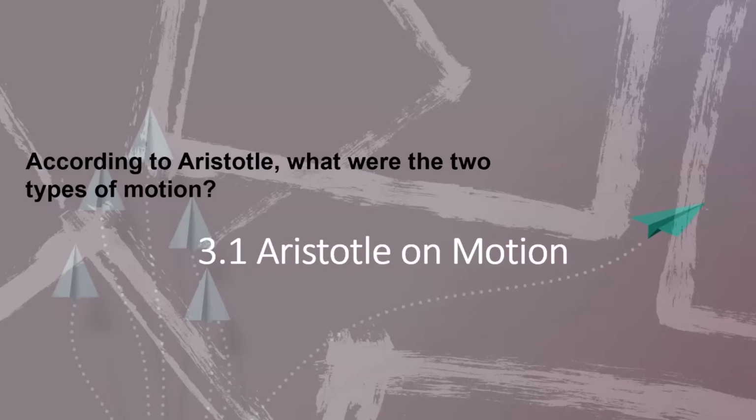So according to Aristotle, what were the two types of motion? There were two types we just talked about. One was natural and the other was violent.